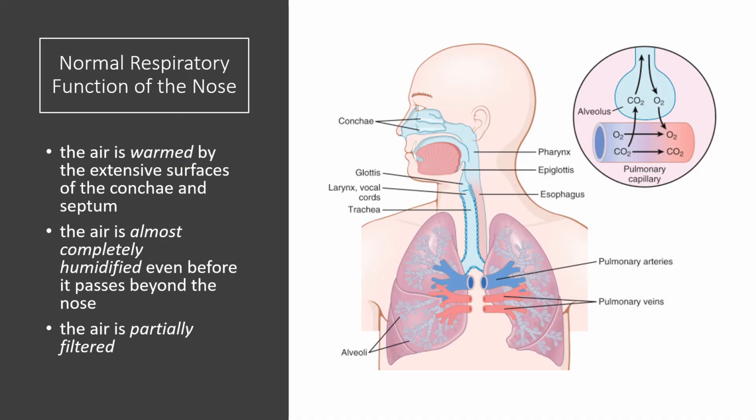As air passes through the nose, three distinct normal respiratory functions are performed by the nasal cavities. First, the air is warmed by the extensive surface of the turbinates, or the conchae, and the septum. Second, the air is almost completely humidified even before it passes beyond the nose. And third, the air is partially filtered. These functions together are called the air conditioning function of the upper respiratory airways.